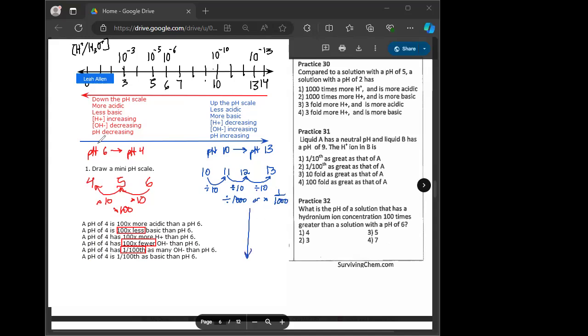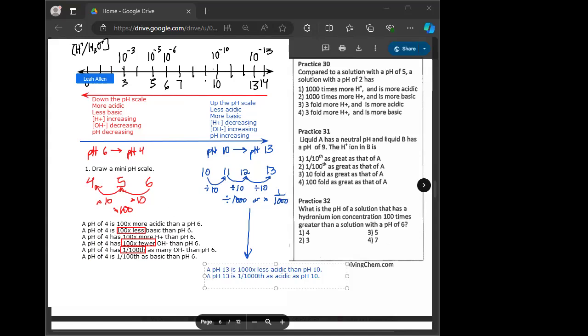Okay, I'm going to try and write it down here. So there are several statements that we can make based off of that. We could say a pH of 13 is 1,000 times less acidic than a pH of 10. Or we could say a pH of 13 is 1/1000th as acidic as a pH of 10.